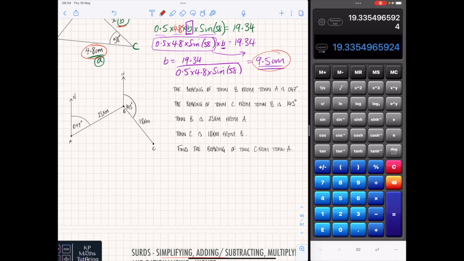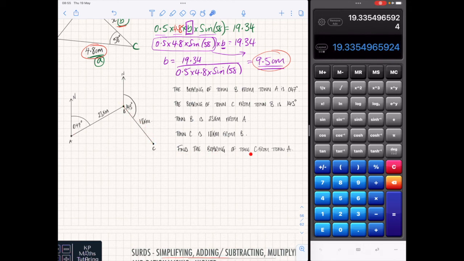The bearing of town B from town A is 047. What that means is, B from A, I'm standing at A and I'm going to B. So for me to travel in this direction, I travel on a bearing of 047. The bearing of town C from town B is 143. So for me to go in this direction is 143. Town B is 23 kilometers from A, so that's my distance there. Town C is 18 kilometers from B.